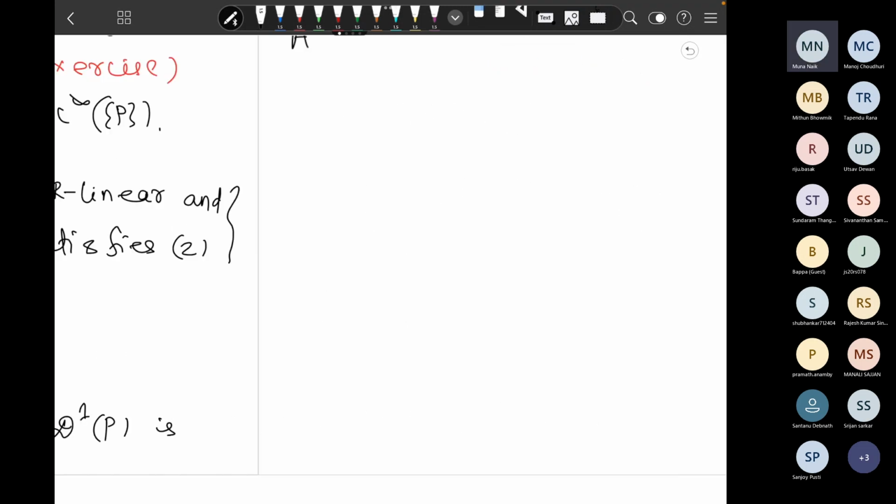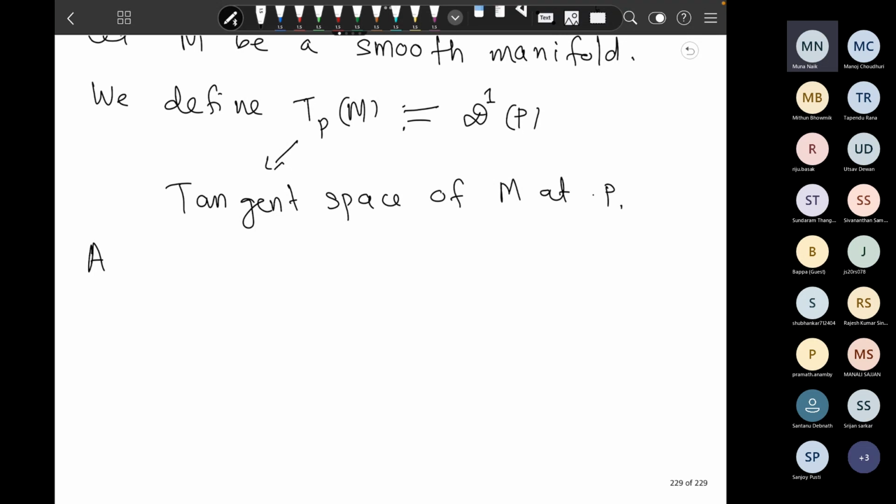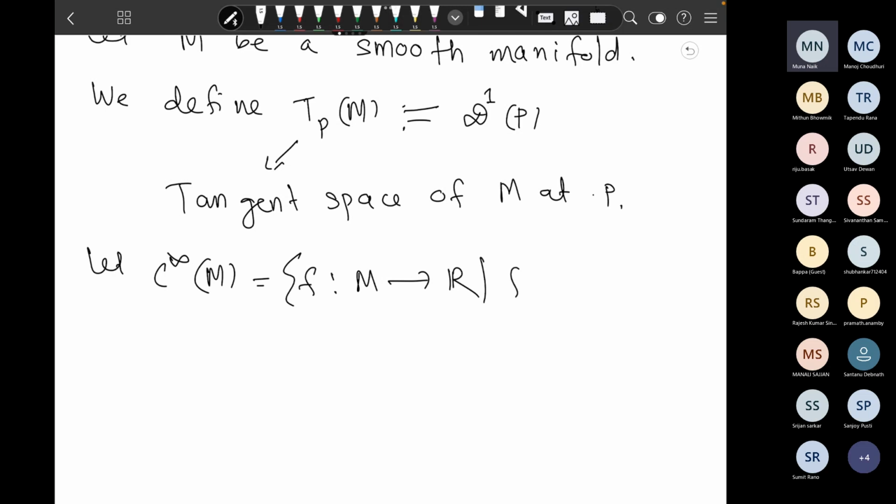R linear. Okay, so this is the thing. Now let C infinity M be the set of all smooth functions from M to R, so that f is smooth. This C infinity M is an algebra. You can multiply two functions and add two functions.